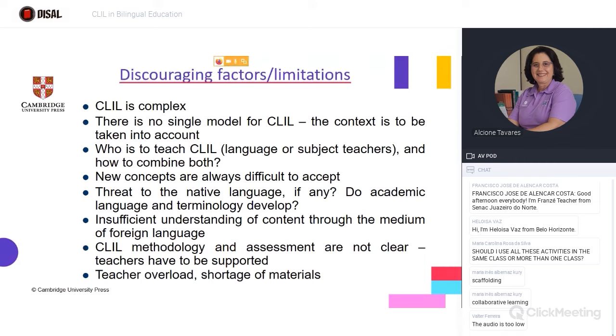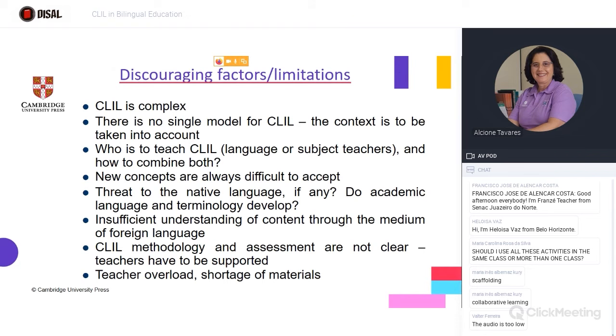In the primary segment, language teachers, in our case, English teachers, in general, can cope with the subject content of science, sometimes maths. But when you move on to secondary and then upper levels of the educational segment, English language teachers cannot deal with subject content. It has to be the subject teacher who teaches the lessons in English.